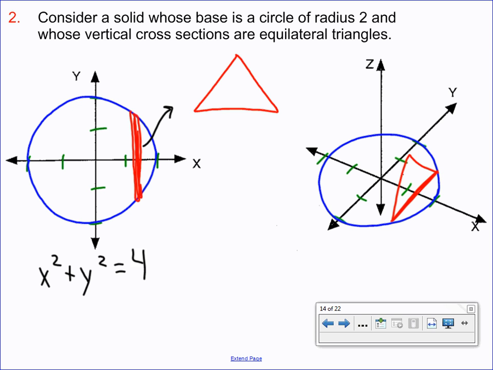Oftentimes when I'm doing this, I just stick with the 2-dimensional view and draw that cross-sectional slice. Our strategy remains the same. We need to write a formula for the area of a typical slice, and then rewrite that formula as a function of one variable, call it A of x, such that I can integrate it across the range of possible slices, which will yield the volume.